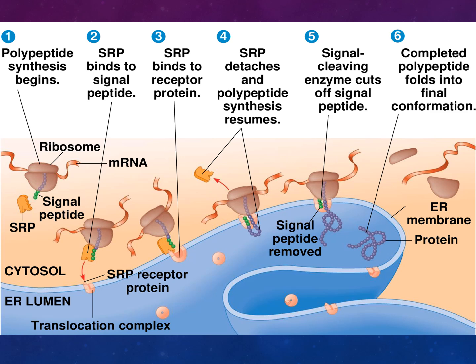Here's a bit more of how this begins. Polypeptide synthesis begins. The signal recognition particle binds the signal peptide. Signal recognition particle detaches and polypeptide synthesis resumes. A signal cleaving enzyme cuts off the signal peptide, the signal peptide is removed, and the completed polypeptide falls into its final conformation.